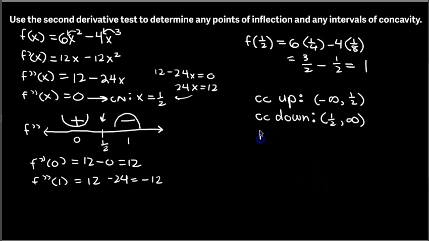And finally, we can write our point of inflection. So we found that the point of inflection is at the value where x is equal to 1/2. And we know that when x is equal to 1/2 on f of x, y is 1. So we can just write this as f of 1/2 equals 1. So this is going to be our final answer.